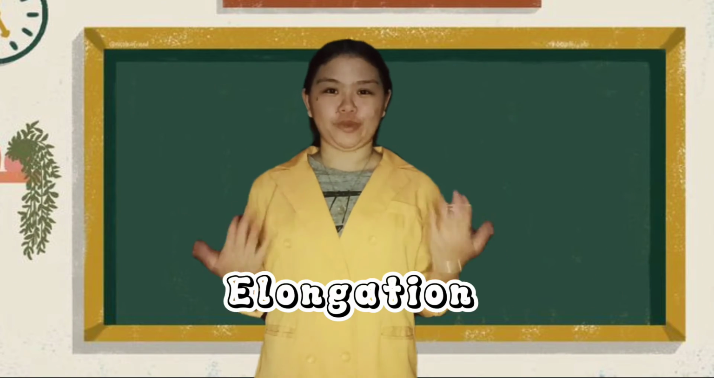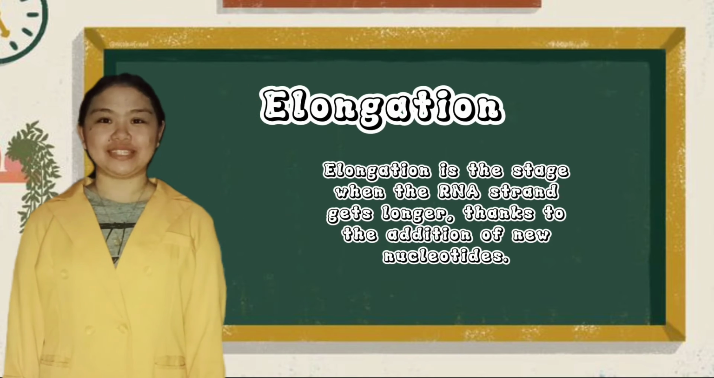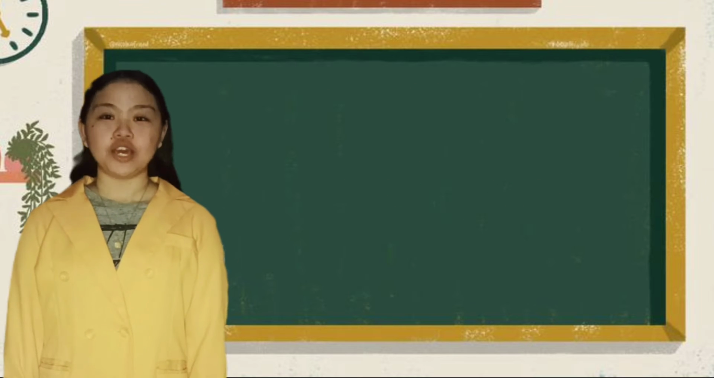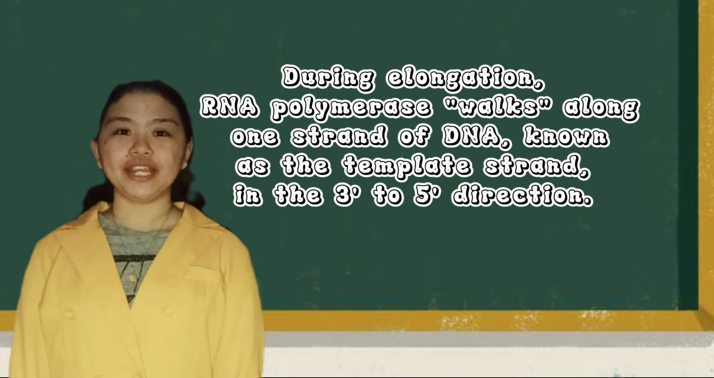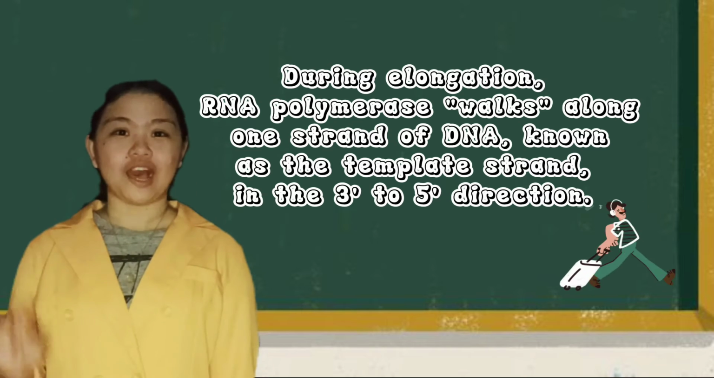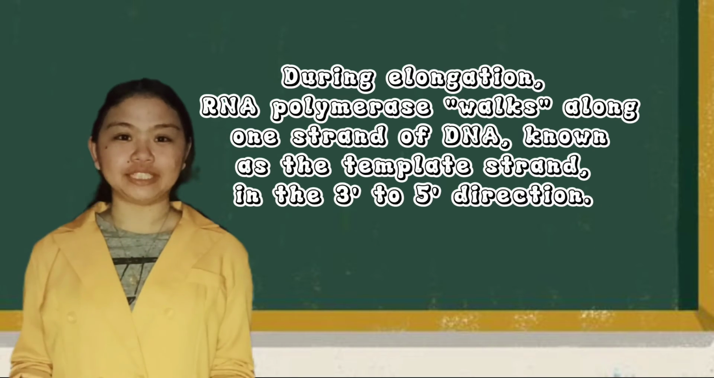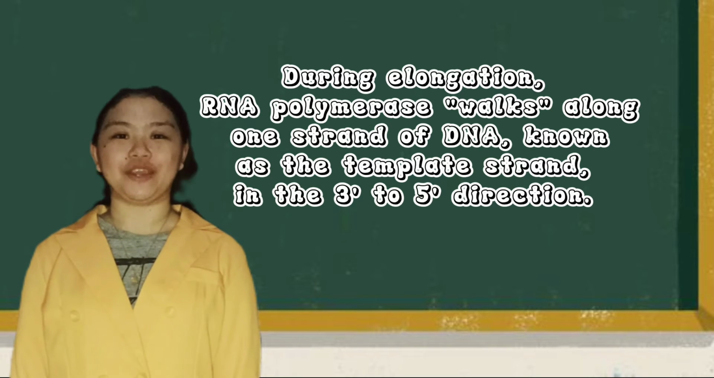Next is elongation. Elongation is the stage when the RNA strand gets longer thanks to the addition of new nucleotides. During elongation, RNA polymerase walks along one strand of DNA known as the template strand in the 3' to 5' direction.